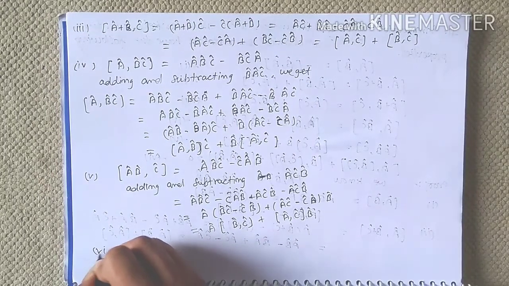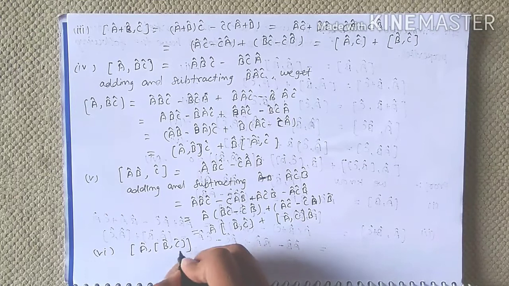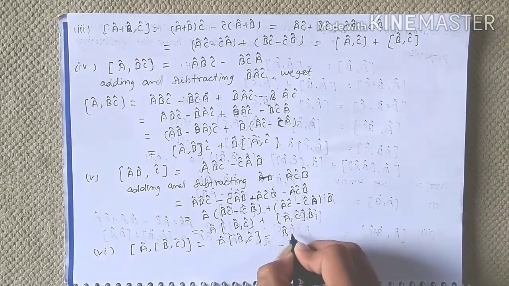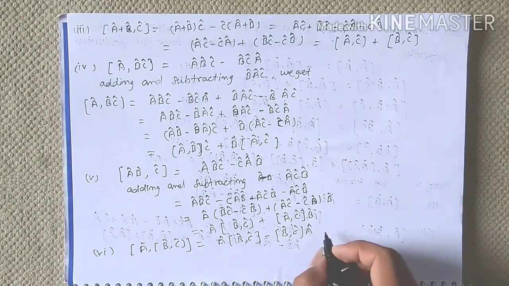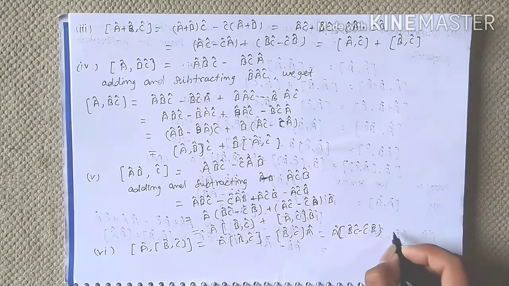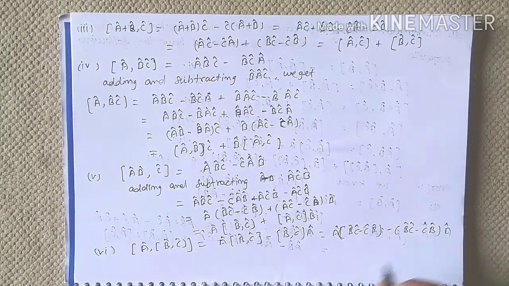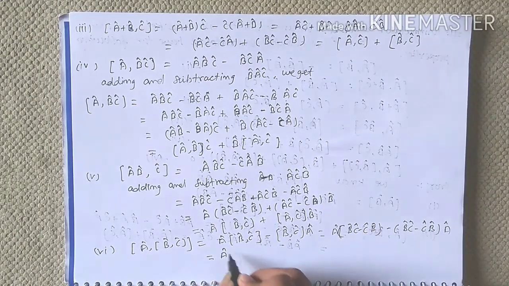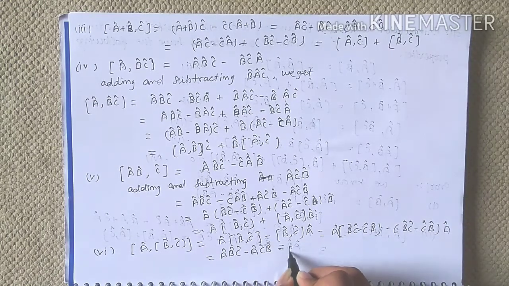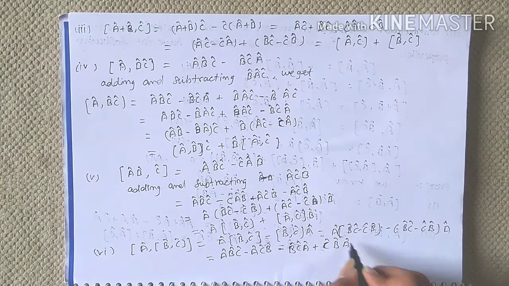Now last is commutator of A cap and commutator of B cap and C cap, equal to A cap commutator of B cap and C cap minus commutator of B cap and C cap A cap. This is A cap B cap C cap minus B cap C cap minus B cap C cap minus C cap B cap A cap. Now open this: A cap B cap C cap minus A cap C cap B cap minus B cap C cap A cap plus C cap B cap A cap.